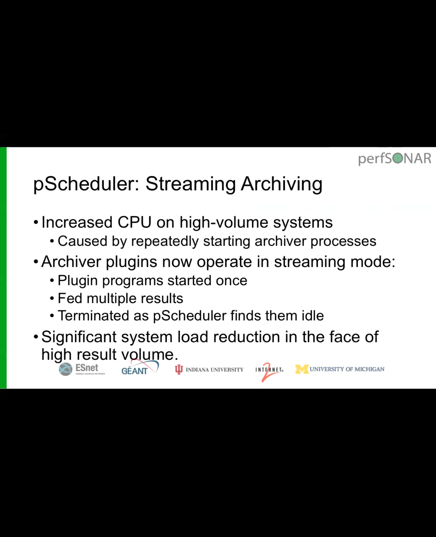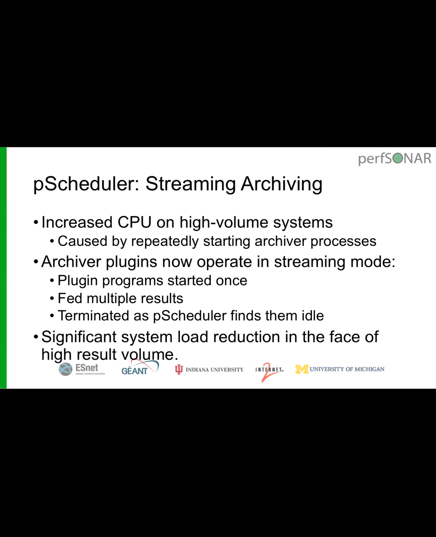One of the big things that we've implemented is streaming archiving. What we noticed when we first rolled 4.0 out was that on systems doing a lot of volume, there was quite a bit of CPU utilization. And that was caused mostly by the way the archiver plugins were designed: every time there was a measurement to be archived, we would start a program up to do it one shot, let it do its business, terminate, and then lather, rinse, repeat.